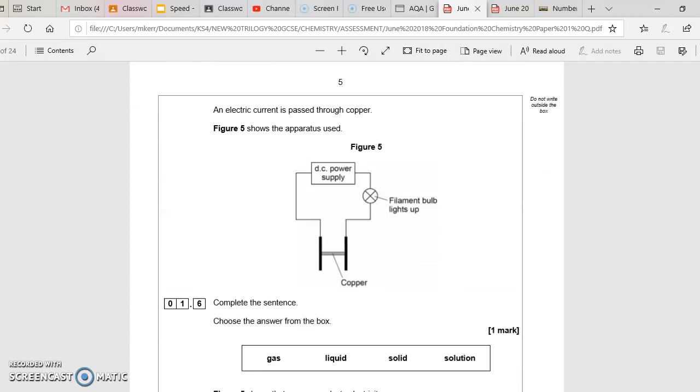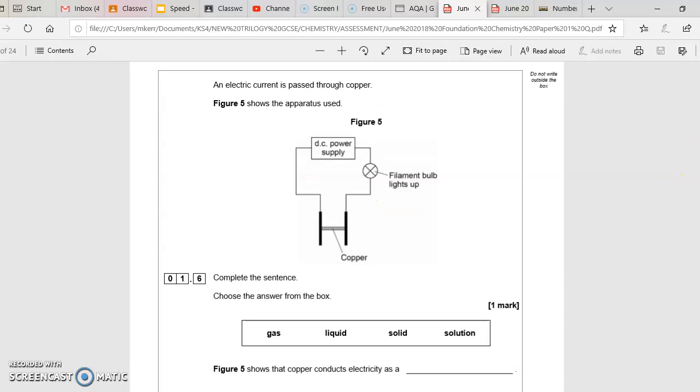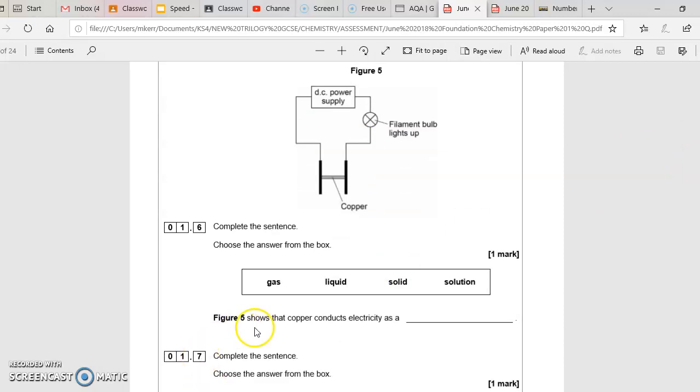Okay, we've got an electric current is passed through copper. Figure 5 shows the apparatus used. Complete the sentence, choose the answer from the box. So we've got copper, we've got a power supply, and we've got a filament light bulb. So you've got a circuit. Figure 5 shows that copper conducts electricity as a.